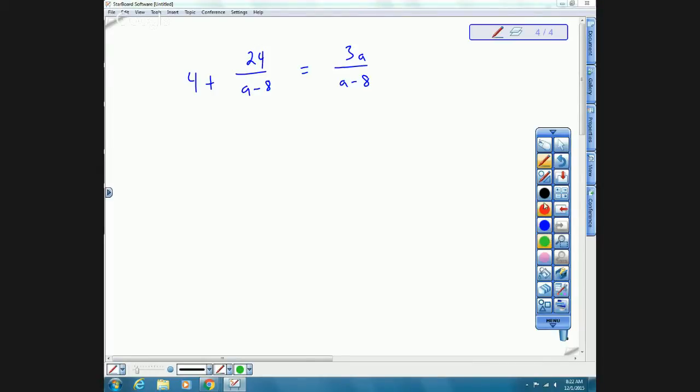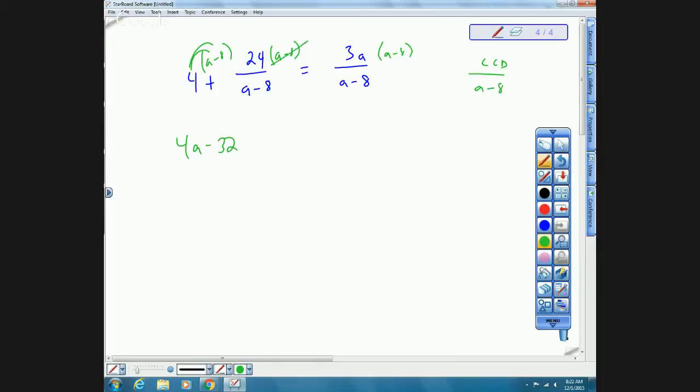All right, so on this one, both of my denominators are a minus 8. I'm just going to multiply everything by a minus 8. So on this 4, I'm going to have to distribute, and I get 4a minus 32. Over here, I have a minus 8 on top and a minus 8 on the bottom, so they cancel out. I get 24. Same thing over here on top and bottom. So I just get 3a.